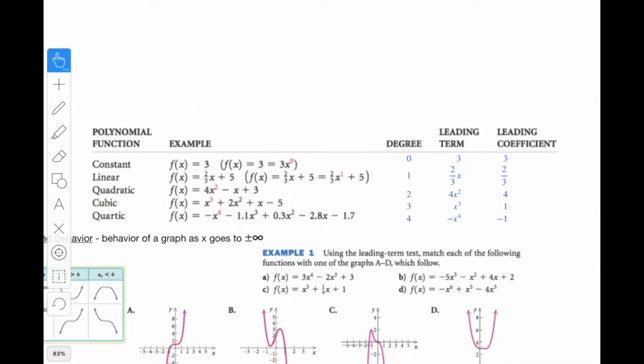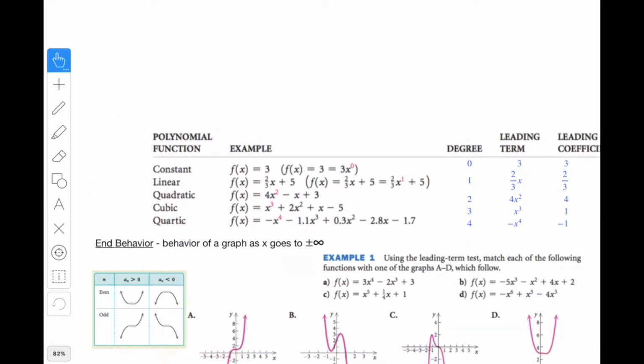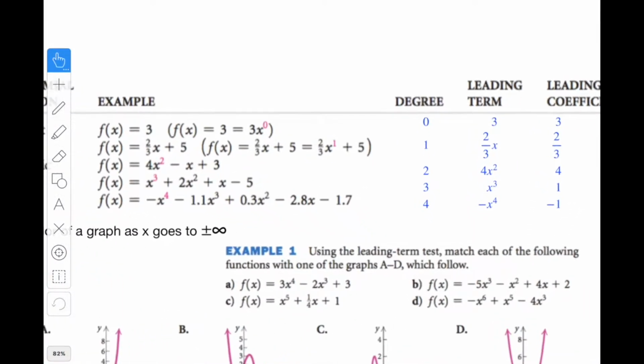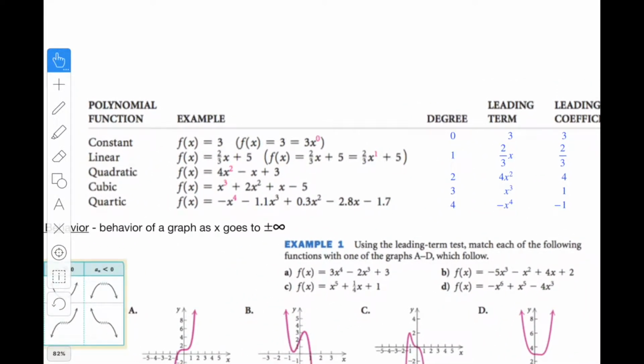Just to move along in the table, the leading term is that term that has the highest exponent. So you can see here that the constant term is just going to give you a leading term of 3. That's the only term there. The leading coefficient is 3.